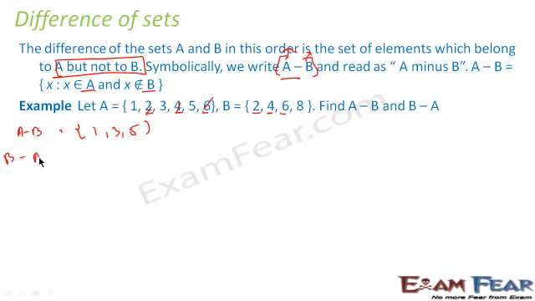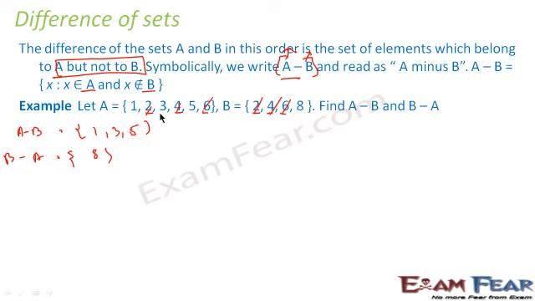Similarly for B minus A, we'll subtract from B the elements which are common with A. The common elements are 2, 4, 6, so we'll subtract these from here. So what you get is 8. And we see that A minus B is not equal to B minus A. You're getting what I'm saying?